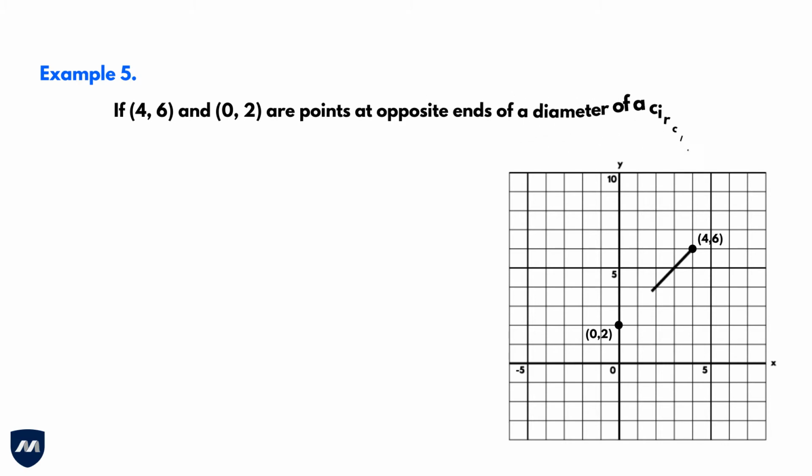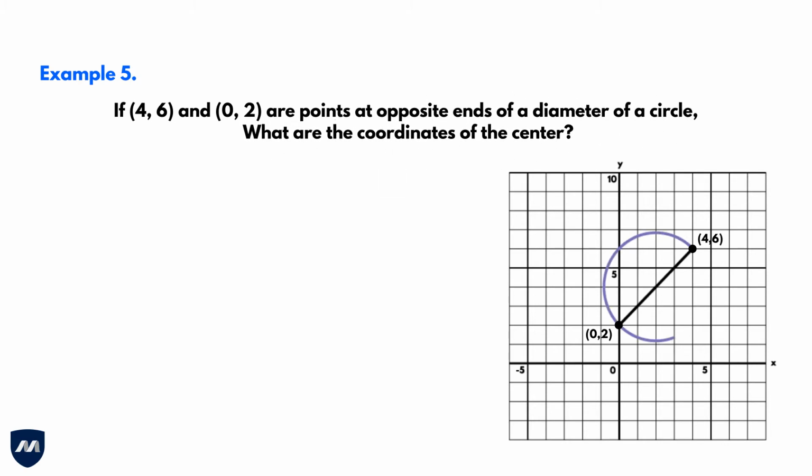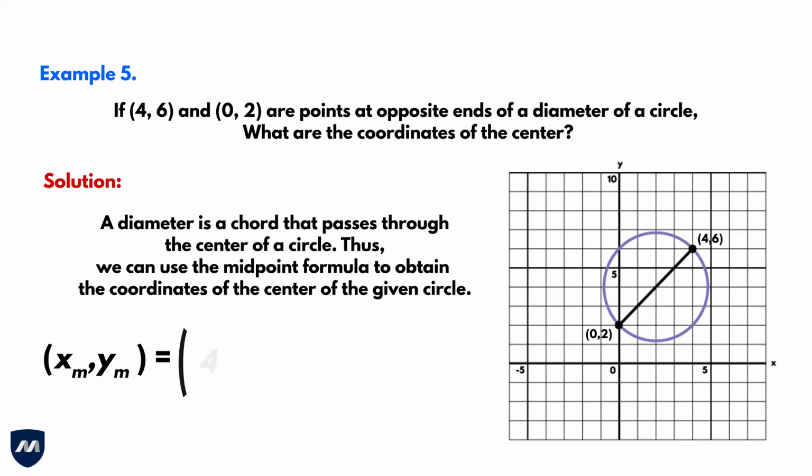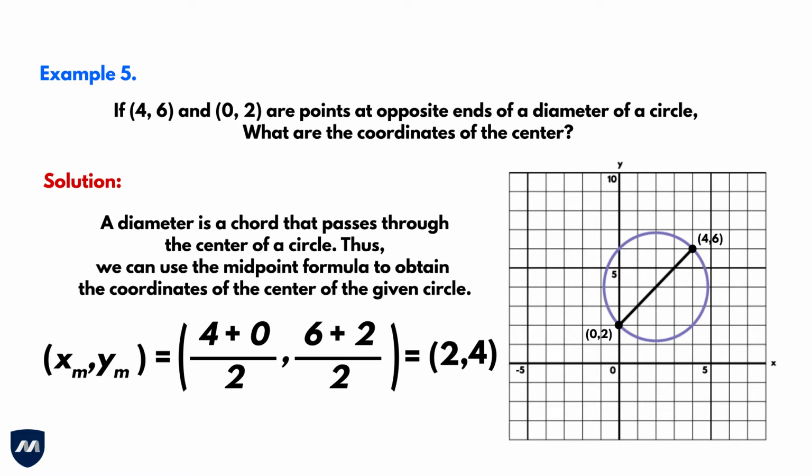Example 5. If (4, 6) and (0, 2) are points at opposite ends of a diameter, what are the coordinates of the center? Solution: plot the given points on the Cartesian plane and sketch the circle. A diameter is a chord that passes through the center of a circle. Thus, we can use the midpoint formula to obtain the coordinates of the center of the given circle. (xm, ym) is equal to ((4 plus 0) over 2, (6 plus 2) over 2), equals (2, 4). The center of the circle is point (2, 4).